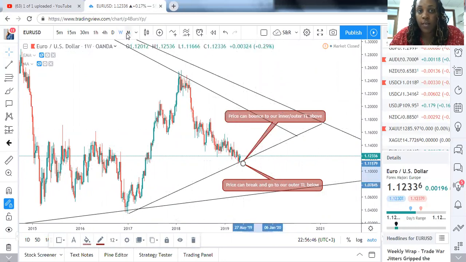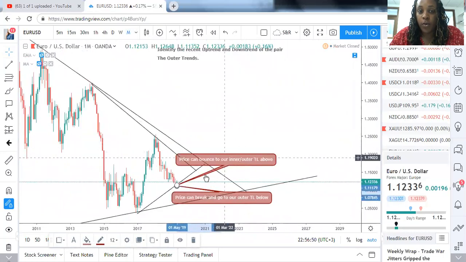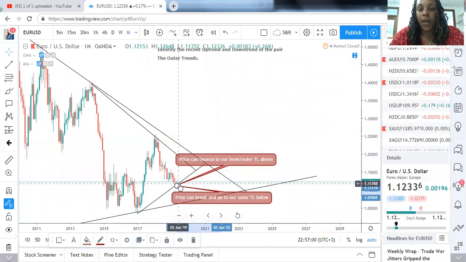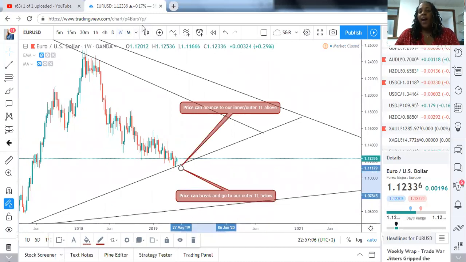Right, so that makes sense. So if we go back to our monthly time frame, you could actually see what I mean here. So price can break and come back up to this trend line, or price can bounce and come back up to this trend line, or price can break and come down to this trend line here, right? So two scenarios, and you don't want to try to guess where price is going to go.